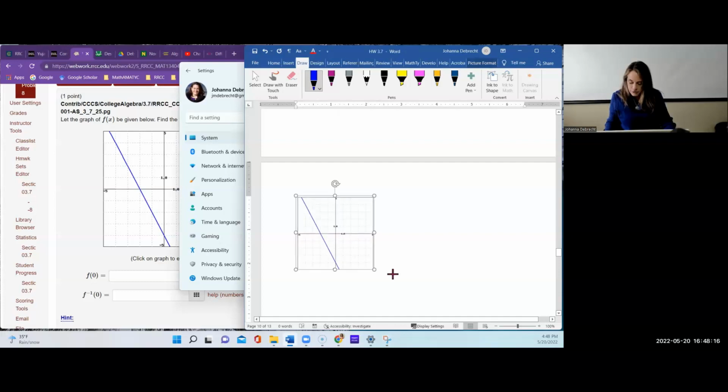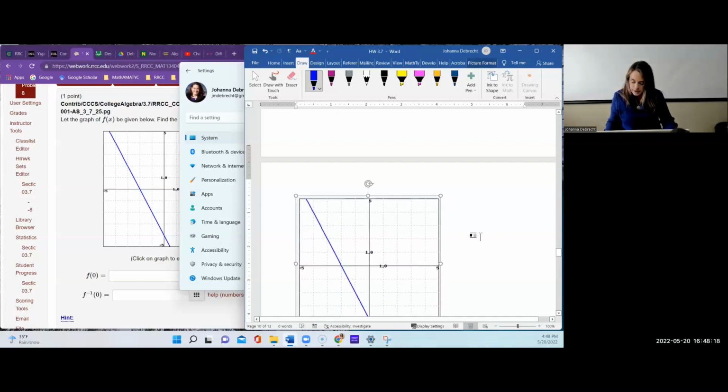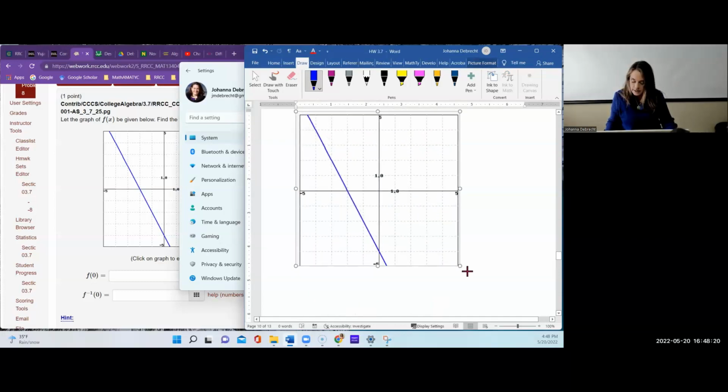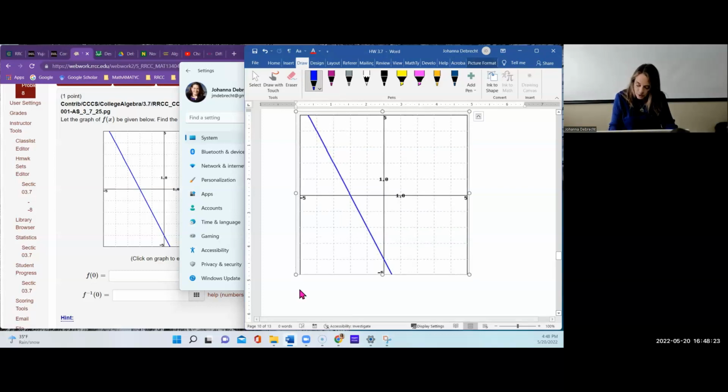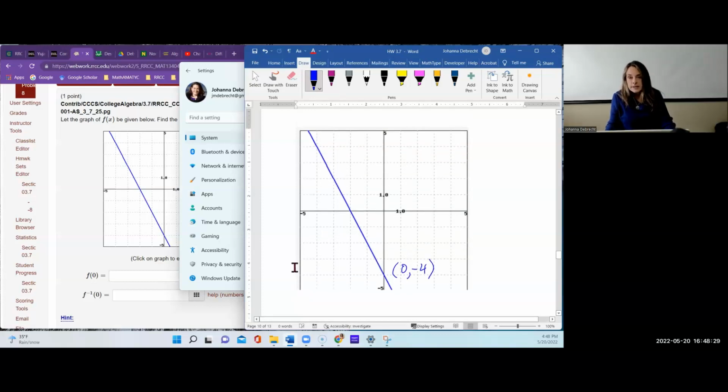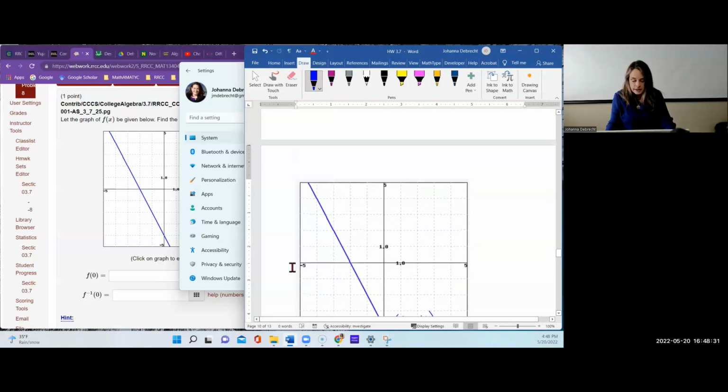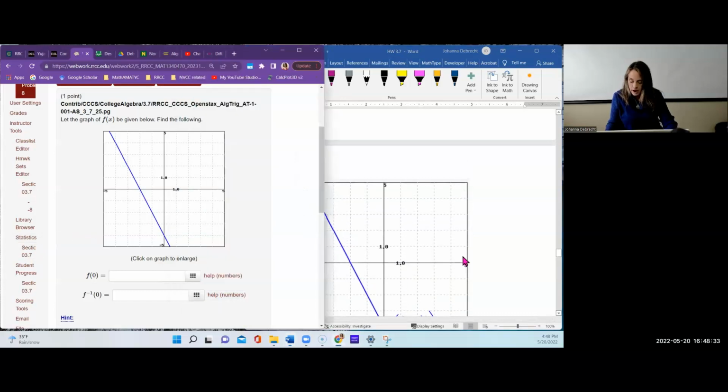Looking at the picture of the graph, I want to blow it up a little bit. One thing, it's kind of hard to see. This point right here would be the point 0, -4. That means when x is 0, the y value is -4. I can then say that f of 0 is -4. What about f inverse of 0?